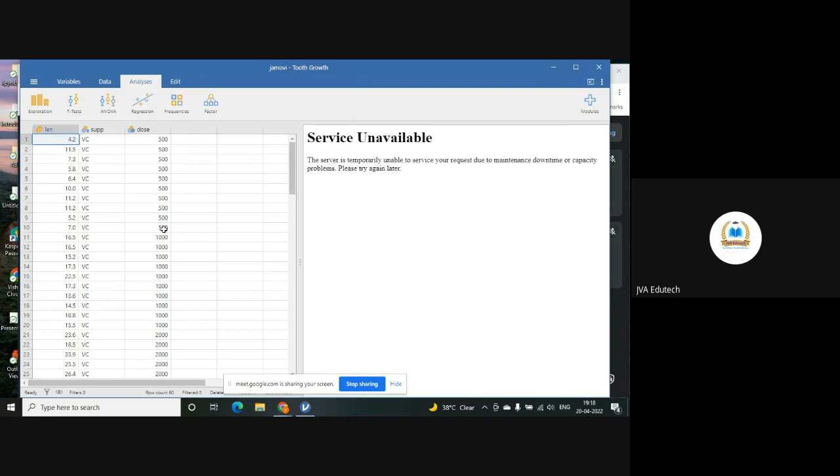So overall, I'm trying to measure the effect of different types of supplements and different doses on tooth length, whether they are statistically different or they are the same. The effect on the tooth length or tooth growth is the same or different. Are you getting the problem statement? Yes. So, if we don't have this variable, only dose and length, this is the case of one-way ANOVA. But again, you have another categorical variable.